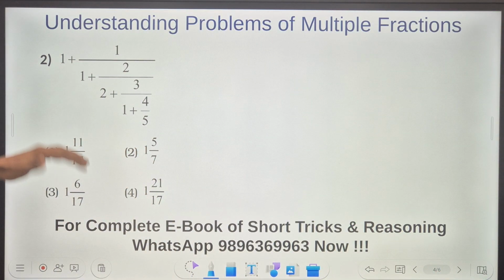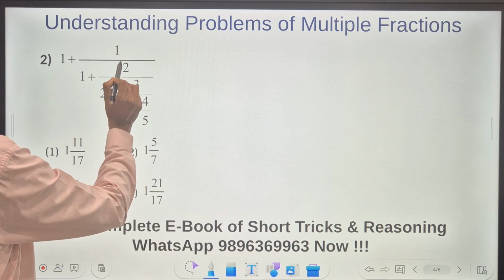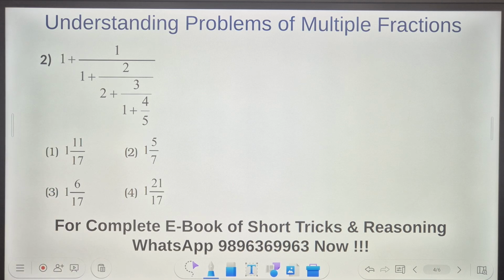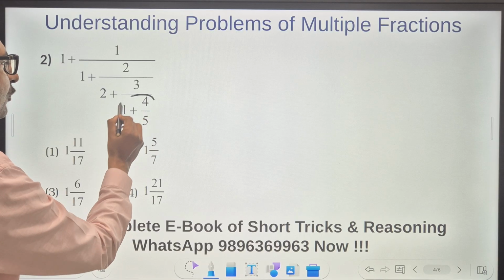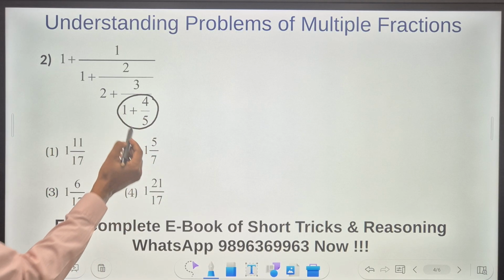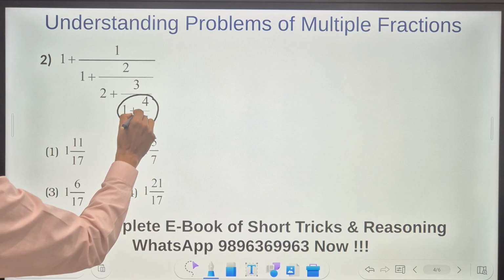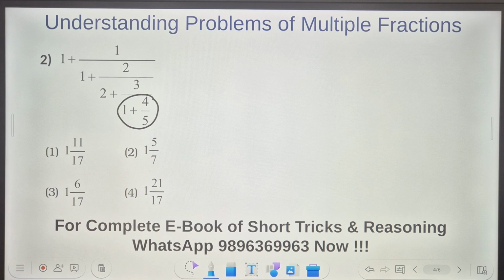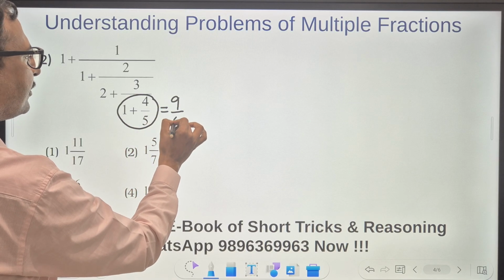Let's see another one. Now here the difference between the previous question and this question is, here you have 3 upon, 2 upon and then 1 upon. So there are different numbers. Now the flipping is going to work, but you have to be little careful because there is a numerator here, 3. So if I do 1 plus 4 by 5, I know the rule, right? 4 plus 5, 9. So this gives me a 9 there, and the denominator is going to stay as 5 only. So this becomes 9 upon 5.